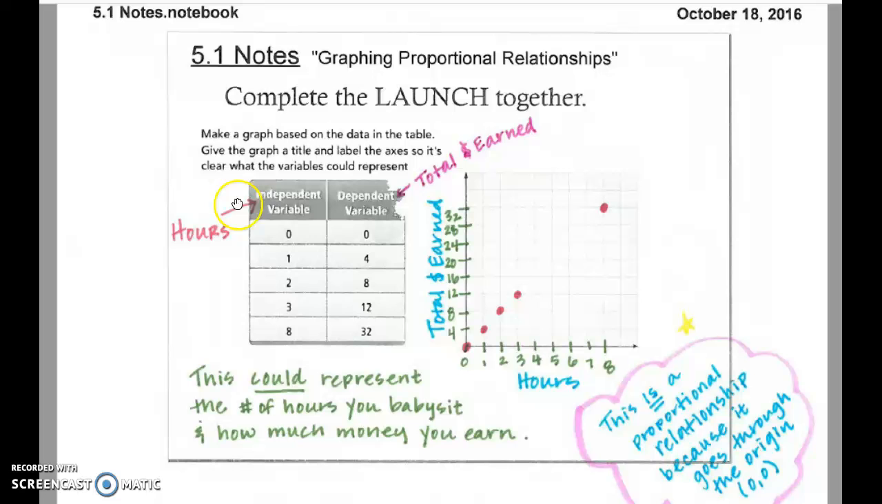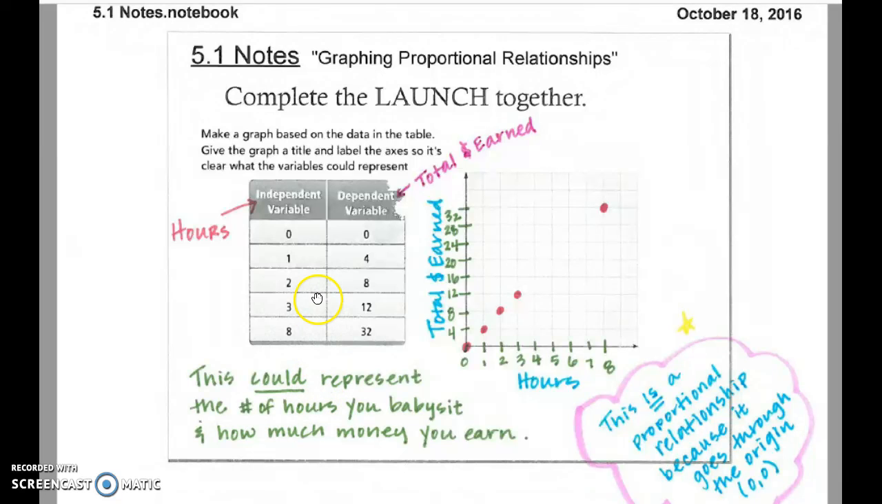The launch is wanting you to create a graph based off of this data. I decided that the data could represent the number of hours and how much money you would be earning from a certain job. So of course the hours go along the x-axis and total hours earned go up the y-axis. I completed my hours by 1, 2, 3, 4, 5, 6, 7, 8, etc. and the total amount earned by counting by fours as it showed you in the chart. So 4, 8, 12, 16, 20, 24, 28, 32, etc. Don't forget to label both axes, x and y, hours for x, total hours earned for y.